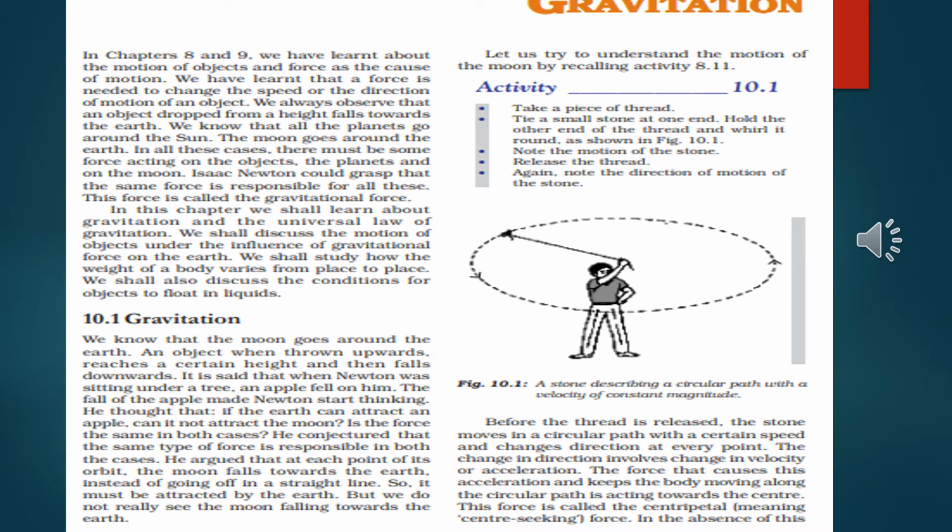In this chapter, we shall learn about gravitation and the universal law of gravitation. We shall also discuss the motion of objects under the influence of gravitational force on the earth. We shall see how the weight of a body varies from place to place, meaning weight is variable, not constant. We shall also discuss the condition for objects to float in liquids.